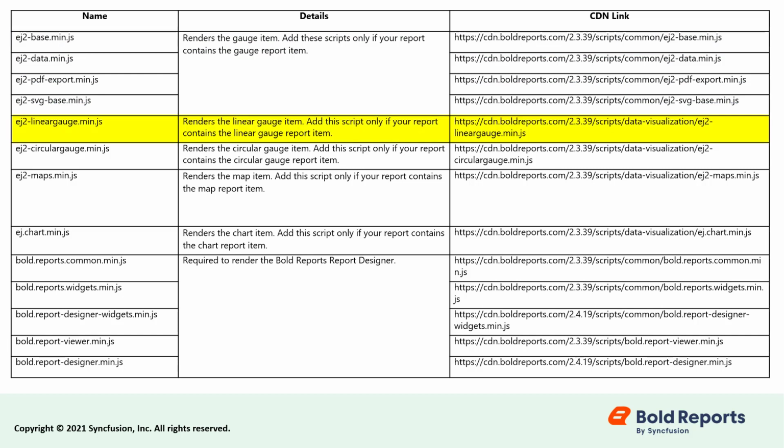EJ2lineargauge.min.js renders the linear gauge report item. EJ2circulargauge.min.js renders the circular gauge report item. EJ2maps.min.js is used to render the map report item. EJ.chart.min.js renders the chart report item.